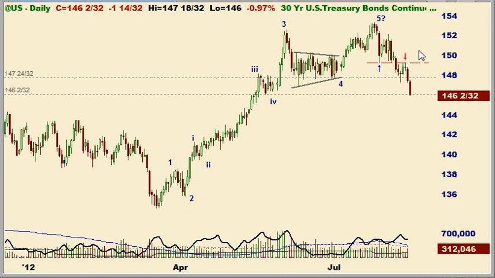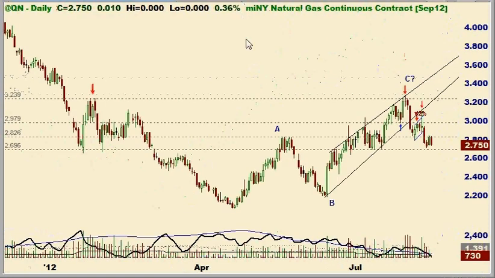Again, going through there doesn't necessarily negate this peak at wave 5, because we could retrace certainly 50%, 62% typical in a wave 2 corrective rally. So no big deal if that happens.